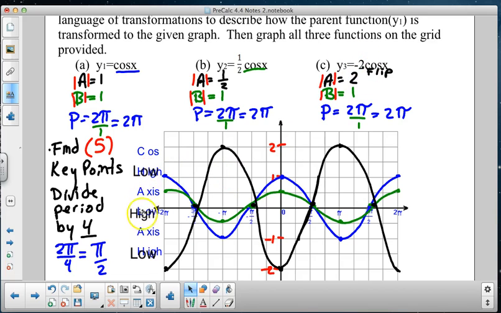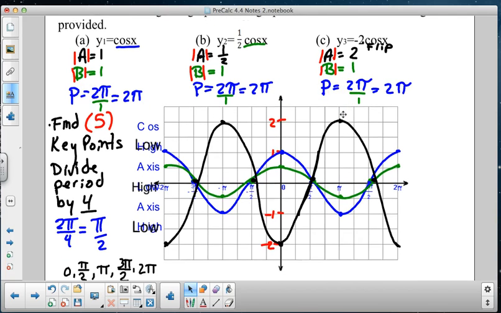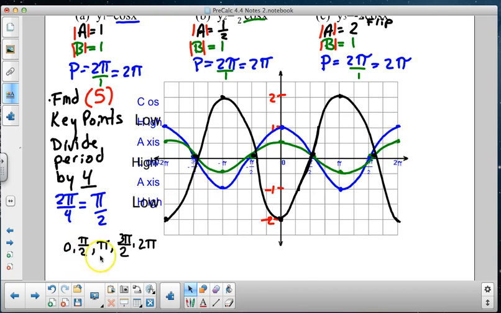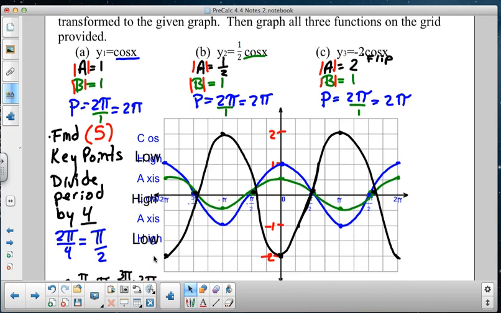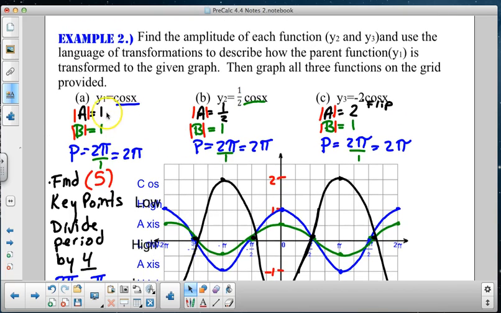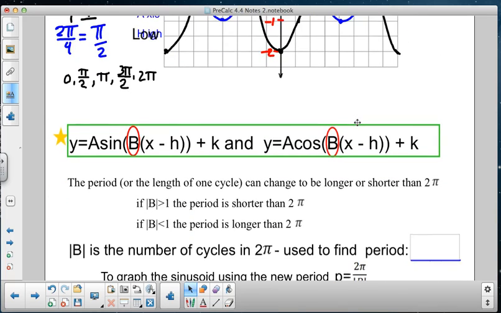It'll take the highs and lows in my mnemonic devices that help me graph, and it'll flip them. So keep that in mind as we're going. And remember, our period here is 2 pi for all 3 of these. So our 5 key points were all the same 5 key points for each graph. What we were investigating was the effect of amplitude on our graph, and what happened when that amplitude was negative. Okay, so now let's look at the B.